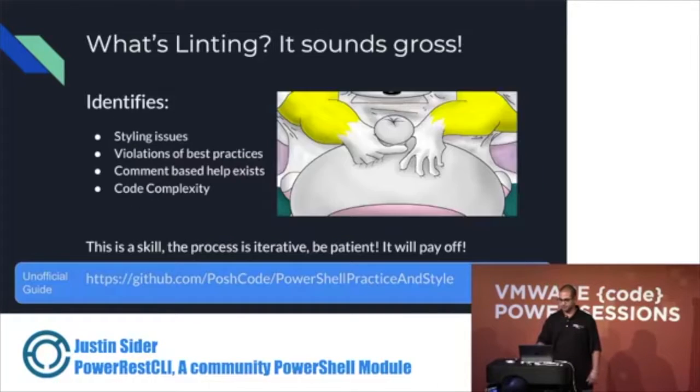All right. So linting, it sounds really gross, and it can be if it's really old code. But you're really looking for styling issues, right? So you have consistent style, people can read your code, and you avoid violations of any of the best practices. There's a link there for the PowerShell unofficial guide. That's really kind of the official guide that everybody uses. Comment-based help exists, so that when you write a function or you're writing code, people can use Get-Help and determine how they're supposed to use your code.